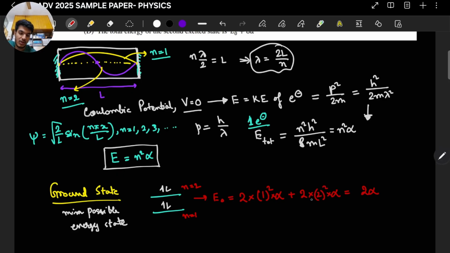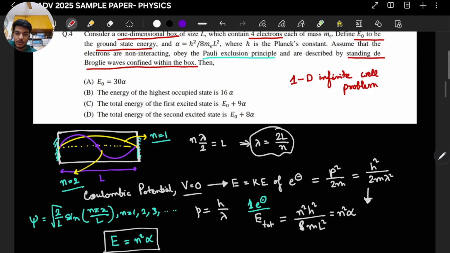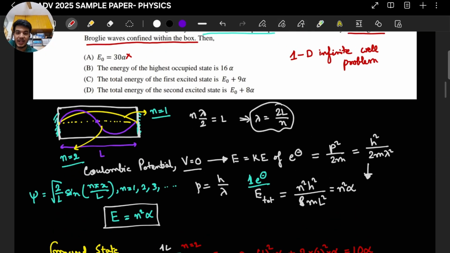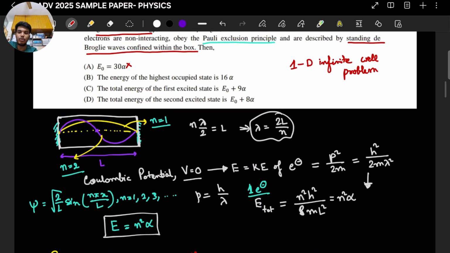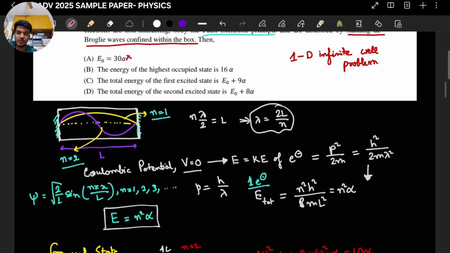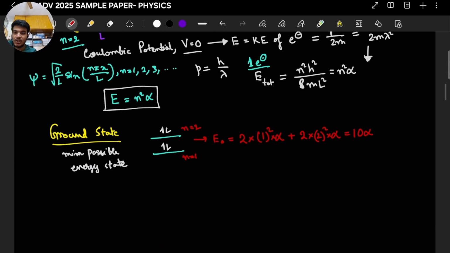So the value is 2 alpha plus 8 alpha, so the value of E naught is 10 alpha. So this is wrong. E naught is not 30 alpha. This is absolutely wrong. And now we have the energy of the highest occupied state as 16 alpha. Before going to the highest occupied state, let us first do the other options, which are the energy of the first excited state and the second excited state. So now let us do the first excited state.